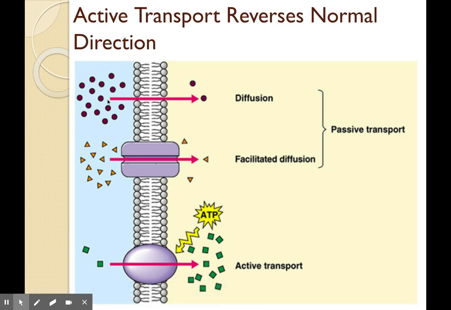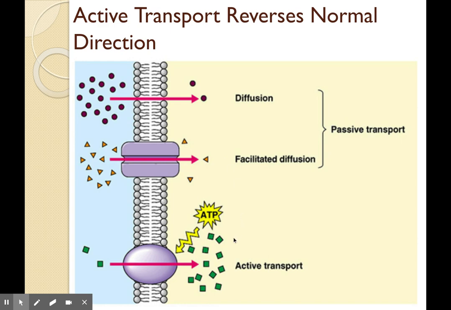Diffusion is when a substance naturally goes from an area of high concentration to an area of low concentration, and it goes through the cell membrane on its own. Facilitated diffusion will also go from an area of high concentration to a low concentration, and we can see that there are more of these triangles on the left side than on the right side, and so the triangles are going to move to where there are fewer triangles.